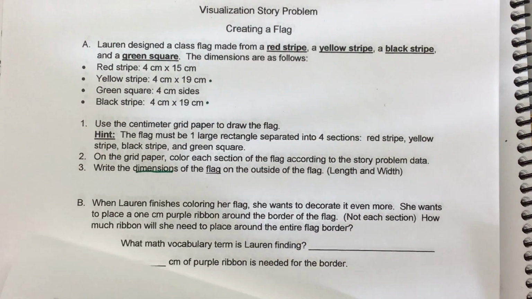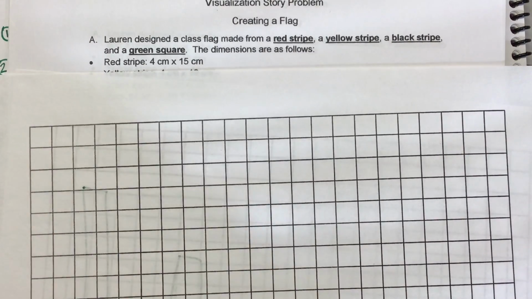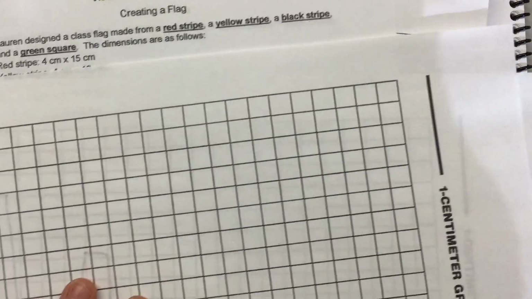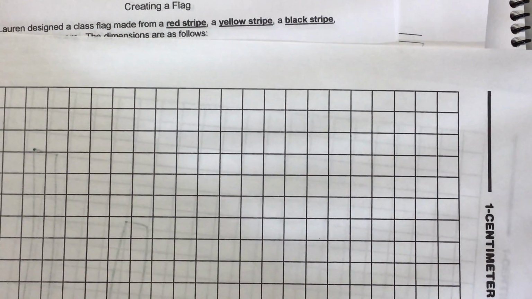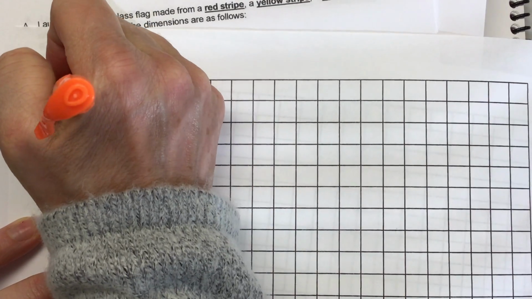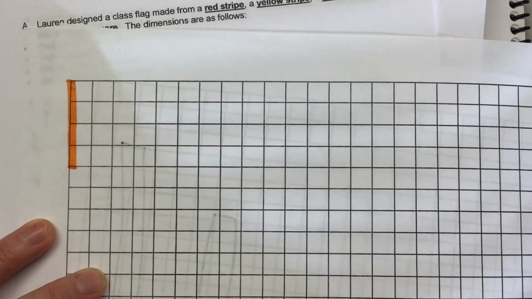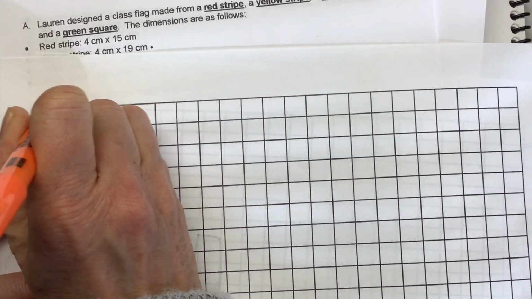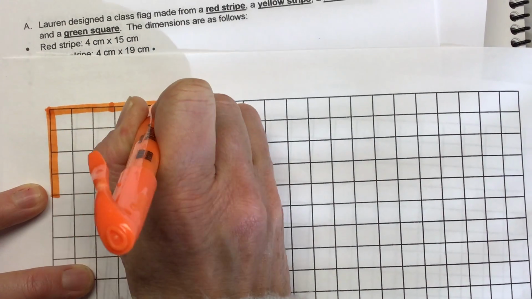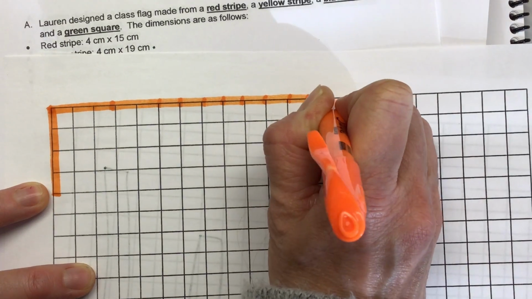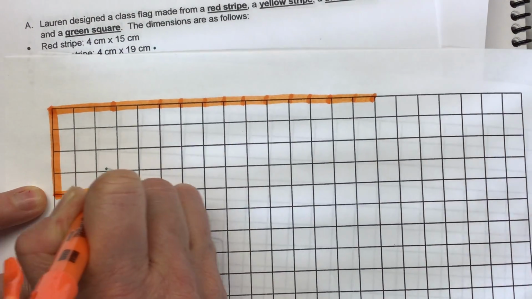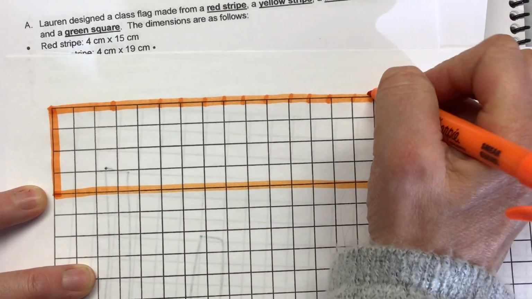If we did this, which we wouldn't, but let's say we did this one as 4 by 15. Let's just see what that looks like. 4 by 15, and I'm going to use a highlighter so you can see it. You're going to use pencil. 1, 2, 3, 4 by 15. 1, 2, 3, 4, 5, 6, 7, 8, 9, 10, 11, 12, 13, 14, 15. That is 4 by 15.